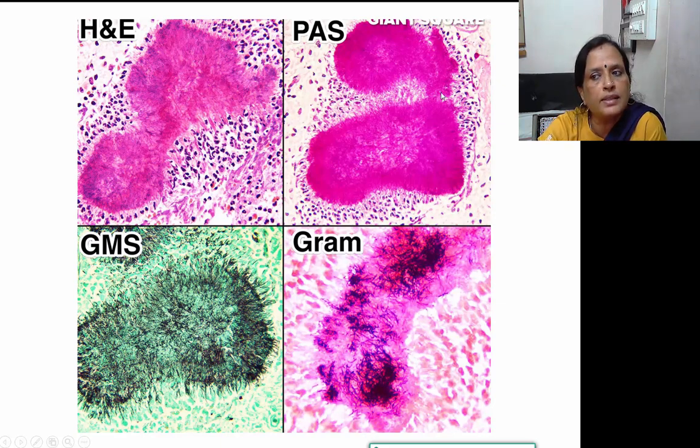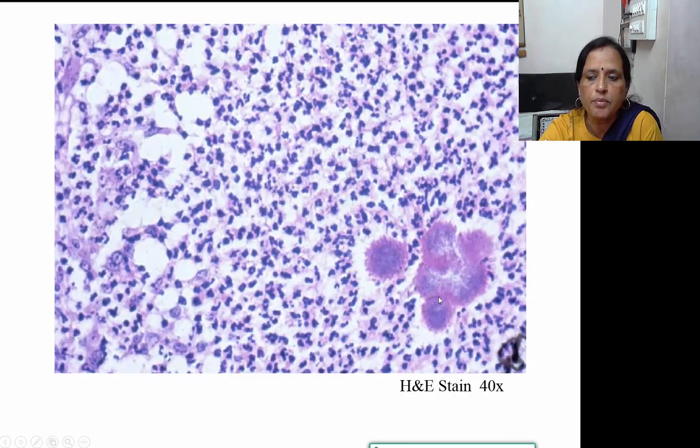So other special stains could be done to demonstrate these organisms. One is PAS, where they take up magenta color. Then GMS, Gomori's methenamine silver. The organism looks black in color. This is of course gram stain, which microbiology people do, showing gram positive. So all these cells, what are all these cells? Please have a look at these cells. Can you make out the lobated nucleus?